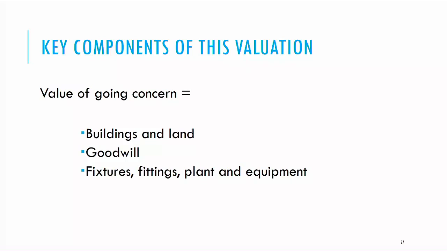So, building and land. We get the property value, which is the landlord portion. How do you calculate it? What's the return the landlord gets? Rental income, right? So net operating income, net rental income divided by cap rate, that's the value of the landlord part, which is the value of the building and land.